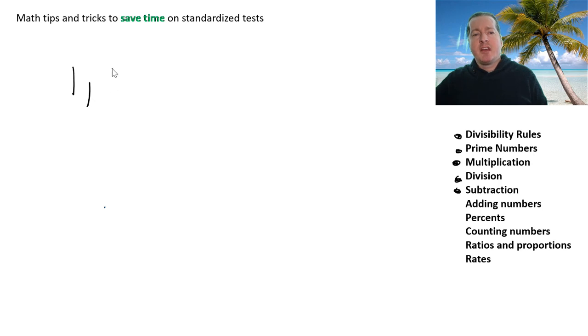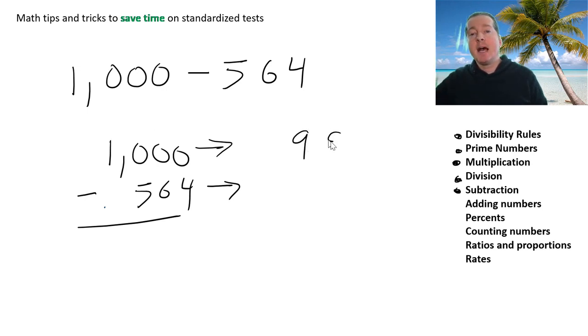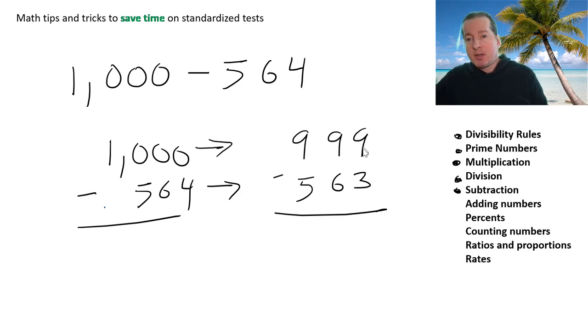Suppose I wanted to do, let's say, 1,000 minus 564. One thing you could do to save a little bit of time, and I'll rewrite this as 1,000 minus 564, is subtract 1 from both of these. So if I turn the 1,000 into 999, and I subtract a 1 from the 564, I turn that into 563. Well, that math is a little easier, and it's going to get you the same result. 9 minus 3, 6. 9 minus 6, 3. 9 minus 5, 4. 436.